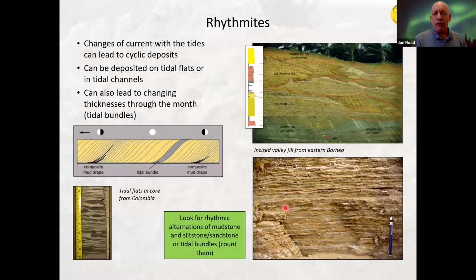Another tidal feature that you see are rhythmites. Rhythmites are where you have changes of current through time, and that's obviously tides, proximal tides, distal tides. As the tide moves in and out, flowing in different directions, it will deposit a mud, and then a sand, and then a mud, and then a sand. This bottom right-hand diagram is showing these beautiful centimeter-scale rhythmites. So, as I put in this green box, look for those rhythmic alternations of mudstones and sandstones.